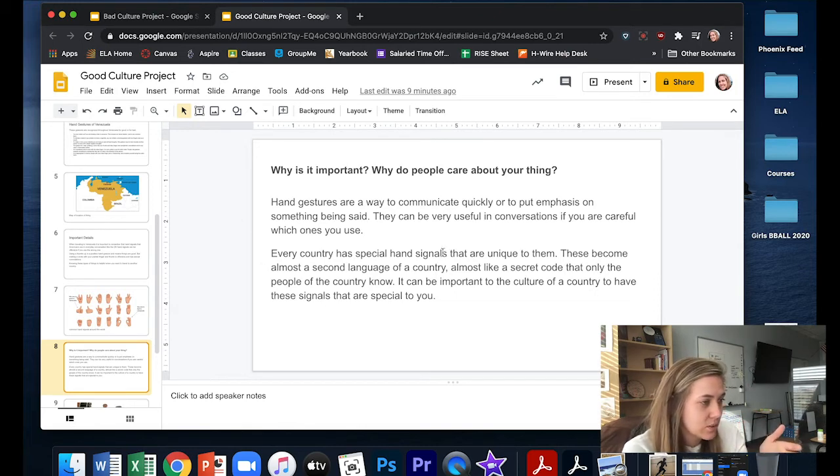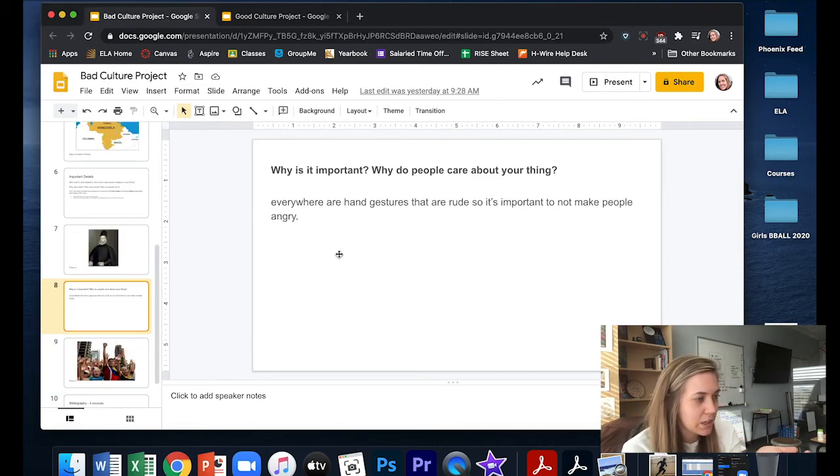So this conclusion slide is a much better wrap up of the main idea than "everywhere are hand gestures that are rude," right? Like, that's not very useful of a conclusion.